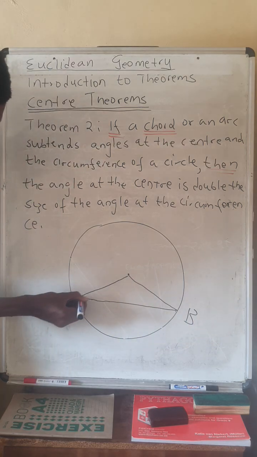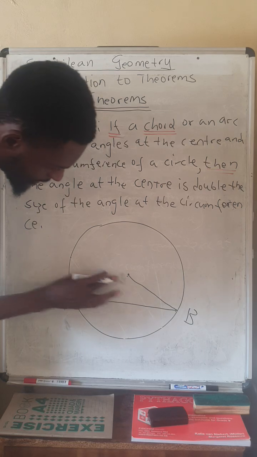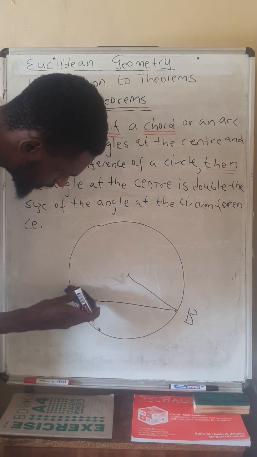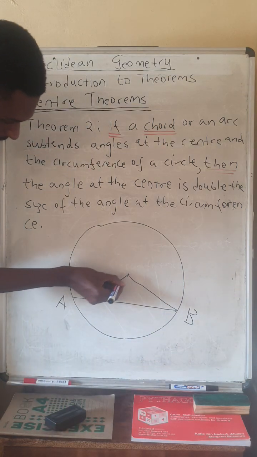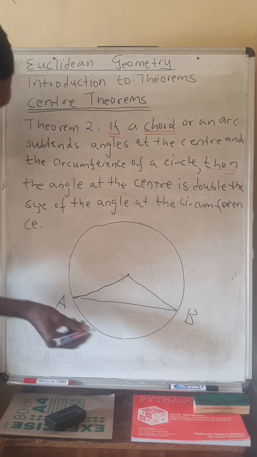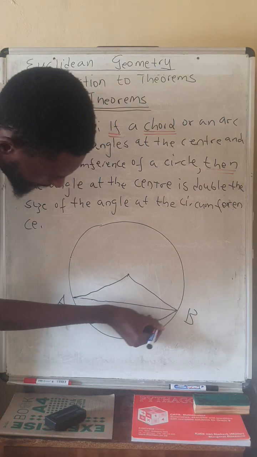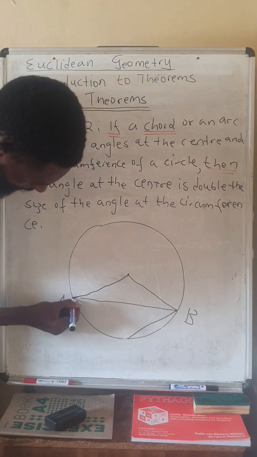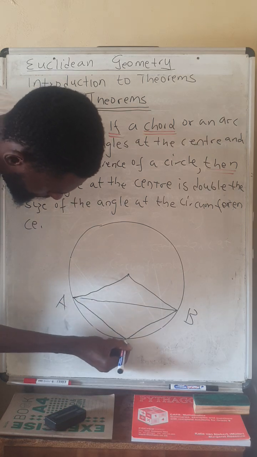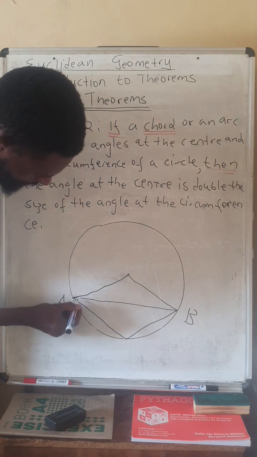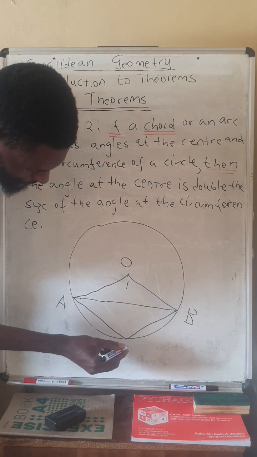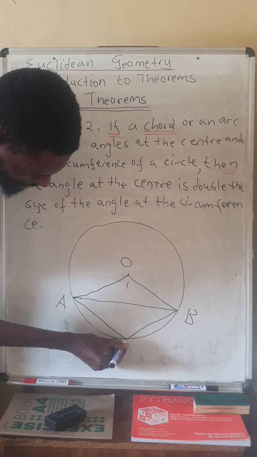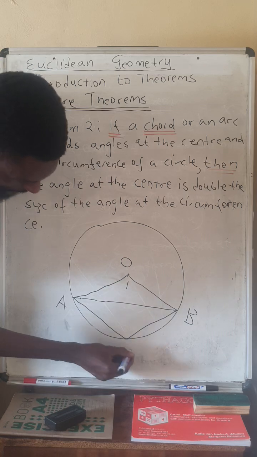Remember I said the starting point of identifying this condition. If you want to identify the condition of this theorem, the first thing that you need to do is to check if there's any angle at the center. That is the starting point. So let me say this is O again, and then O1. And then you have A, B, C. Let me say this is C.